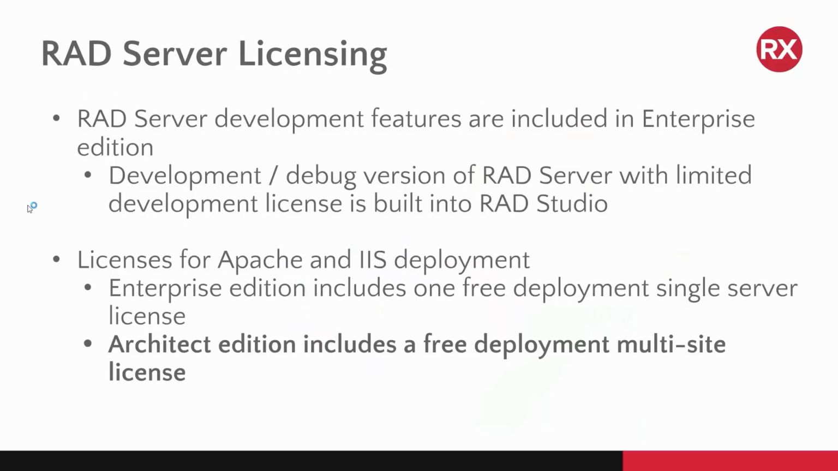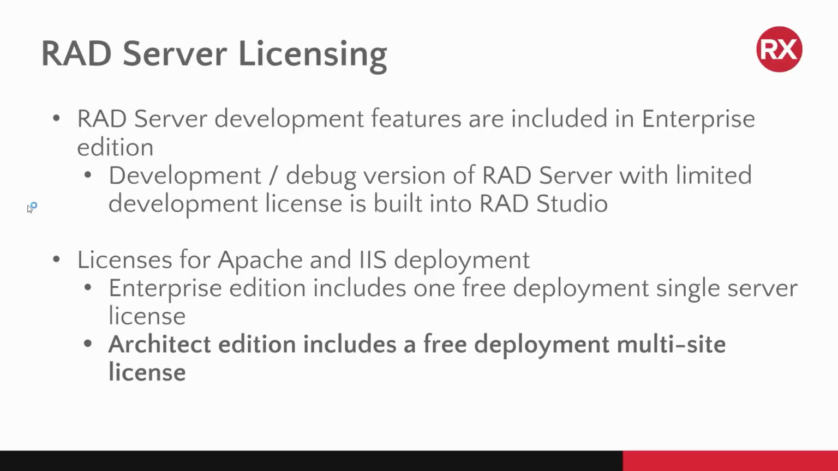As I was mentioning, one of the reasons for covering RAD Server in this webinar is that we have expanded the licensing for the deployment of RAD Server with the Architect Edition. The development tools for RAD Server are all available. They're included in Enterprise Edition, and this includes a debug version of RAD Server with limited capabilities, really meant for debugging and for development. When you're deploying, we recommend deploying with Apache or IIS, and of course you can deploy both on Linux and on Windows.